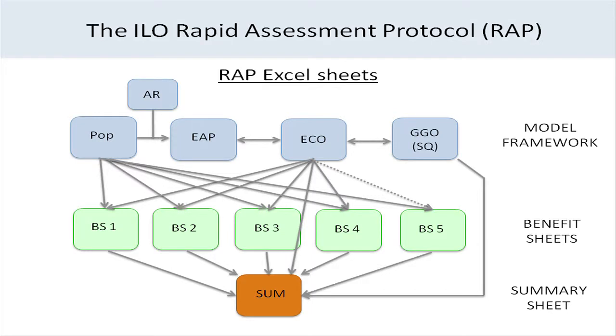Then in green we have our benefit sheets, and I have included 5 here, but it can be more, it can be less. And for every benefit, we can have different scenarios. And the last sheet is basically a summary.